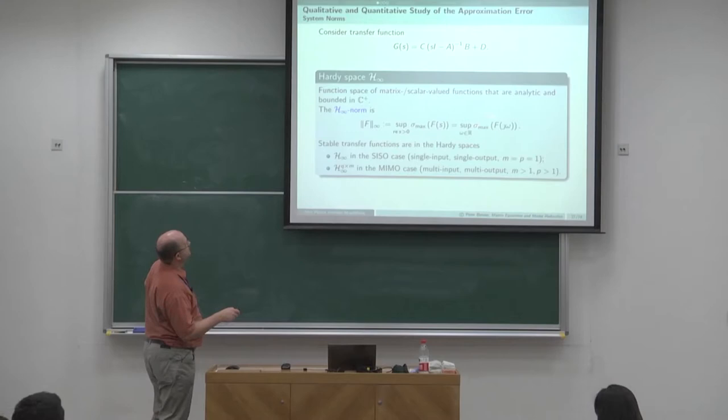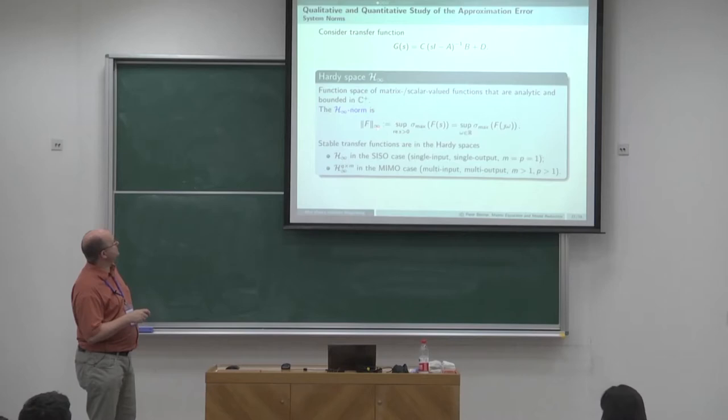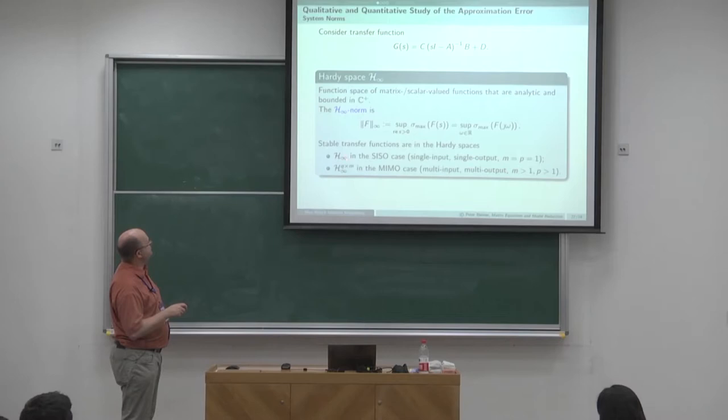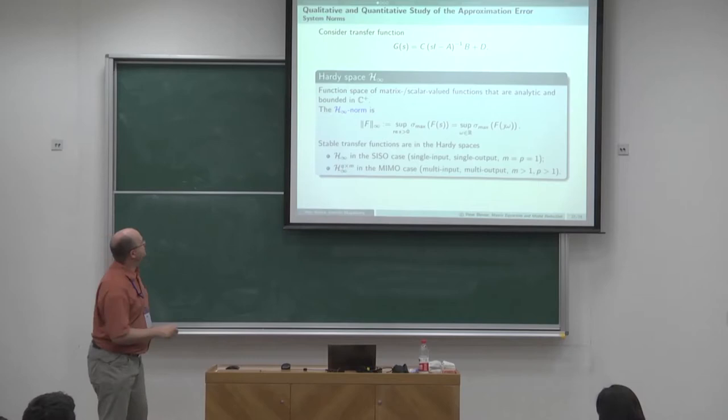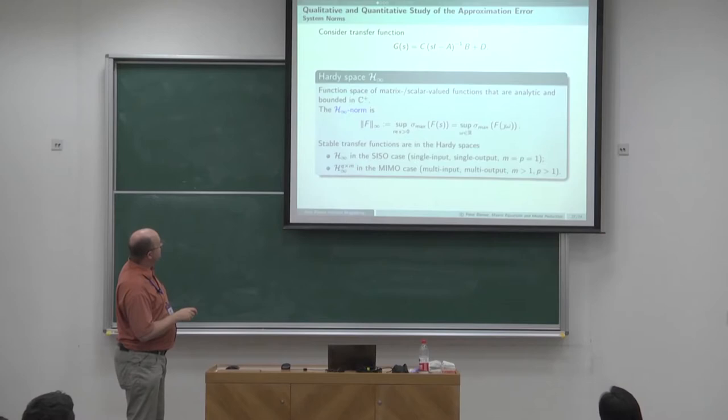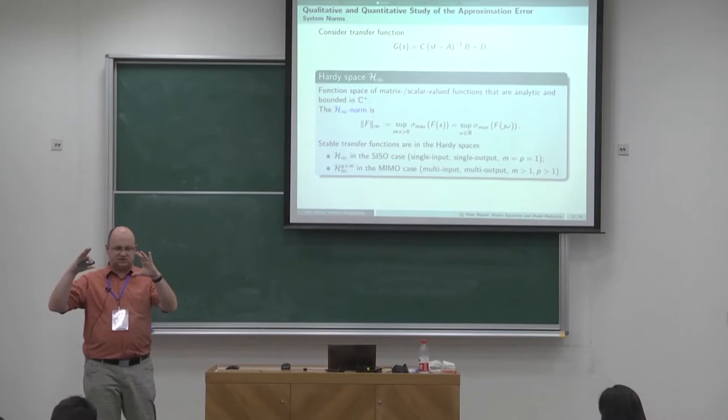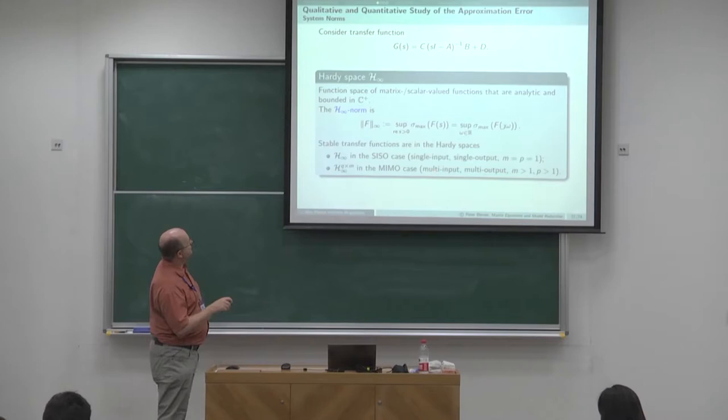And the set of all the functions for which this norm is well defined, that means it's bounded, is the Hardy space H infinity. That's in the single input, single output case, where M is equal to Q is equal to 1. And in the matrix case, if we have Q outputs and M inputs, our transfer function is a Q times M matrix of scalar rational functions. Multi-input, that means more than one input, M greater than 1, and more than one output, Q greater than 1, we denote that space as H infinity Q times M.